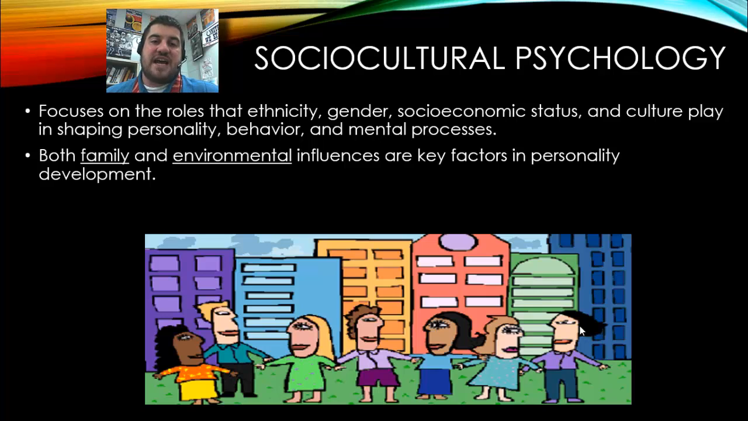So now let's move on to our last learning target, the sociocultural approach. And sociocultural, you have to think about what that term means, because it focuses on the roles that ethnicity, gender, socioeconomic status, and culture play in shaping personality, behavior, and mental processes. So according to the socioculturalists, both family and environmental influences are the key factors in personality development.